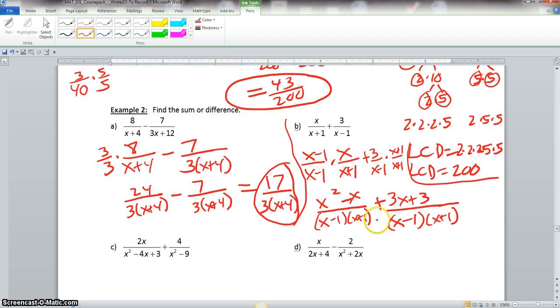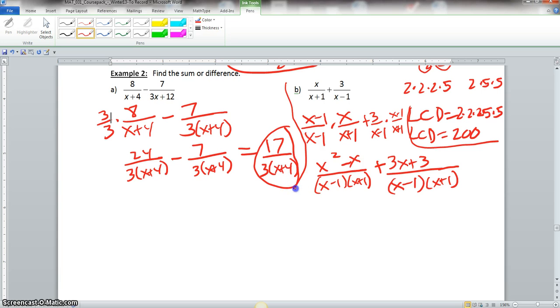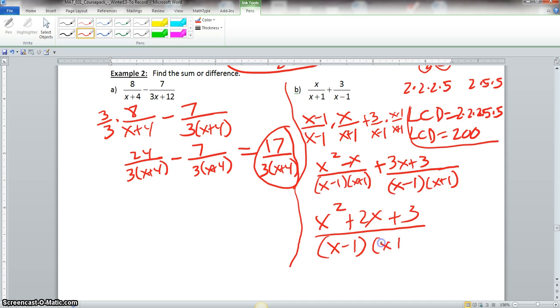Okay, now, what we need to do is combine the like terms. Okay, class, I had to create some more space here because this is going to be somewhat of a lengthy problem. But now that we have the common denominators, we combine the like terms. We have x squared, minus x plus 3x will give us a plus 2x, and then plus 3, all over x minus 1, x plus 1. Now we need to factor our numerator. Well, actually it cannot be factored. So this is the final answer.